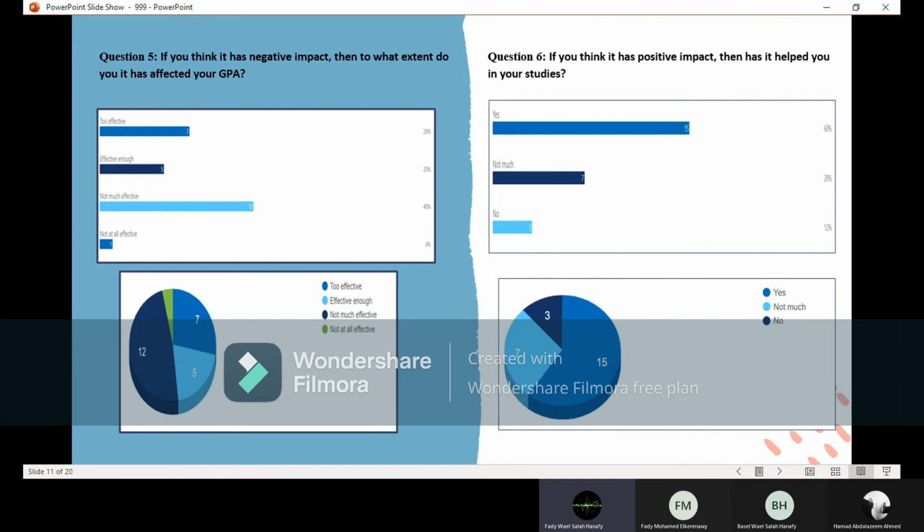Question 6, if you think it has positive impact, then has it helped you in your studies? Most people voted yes, as it has helped them in many courses.